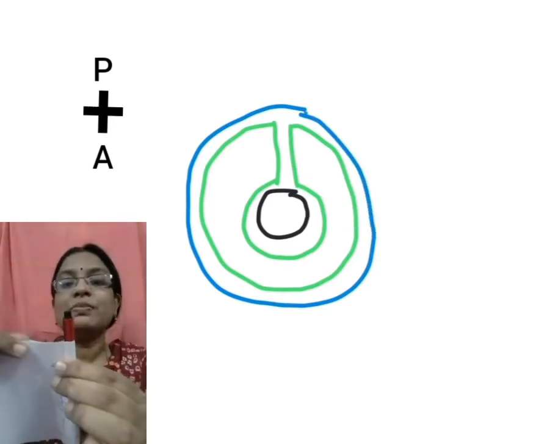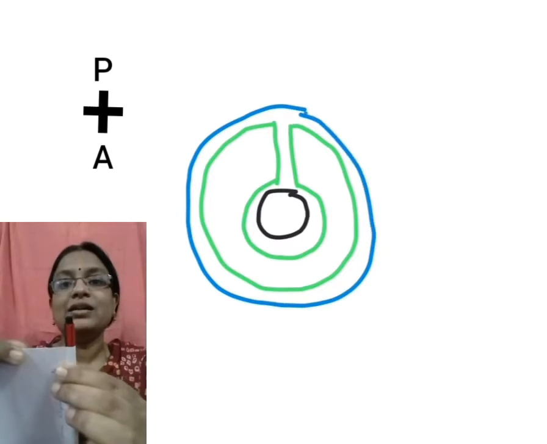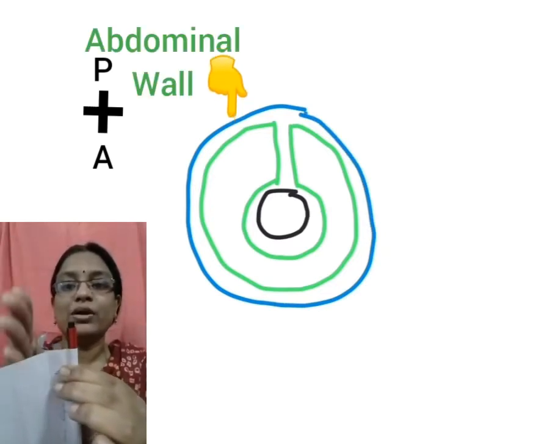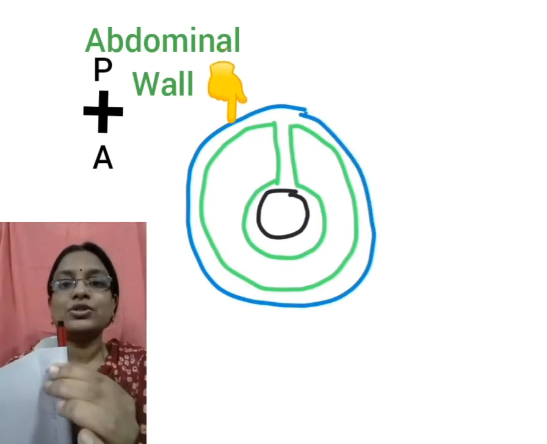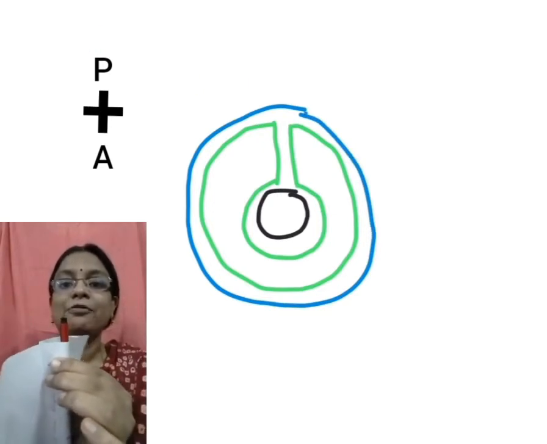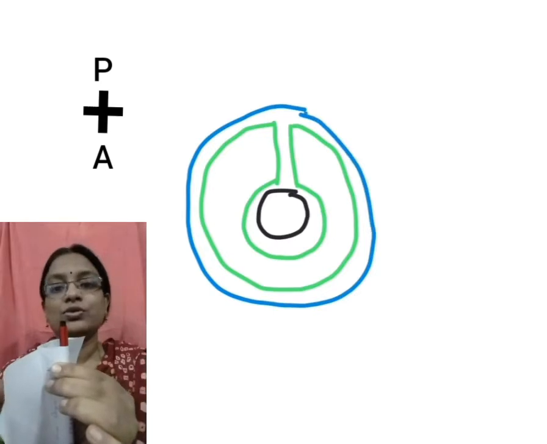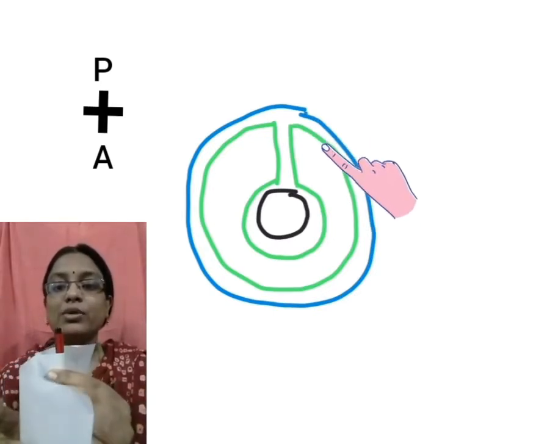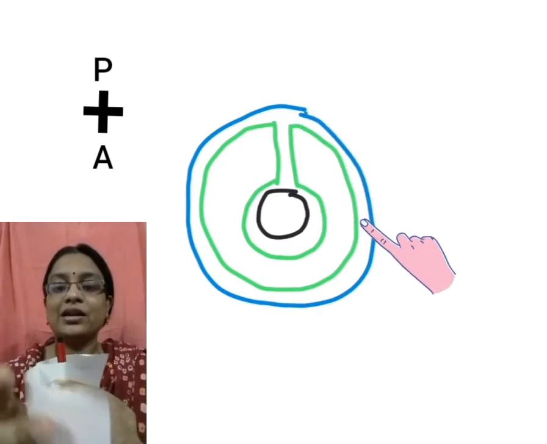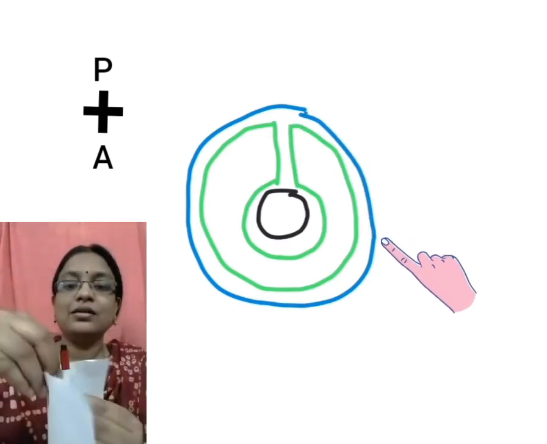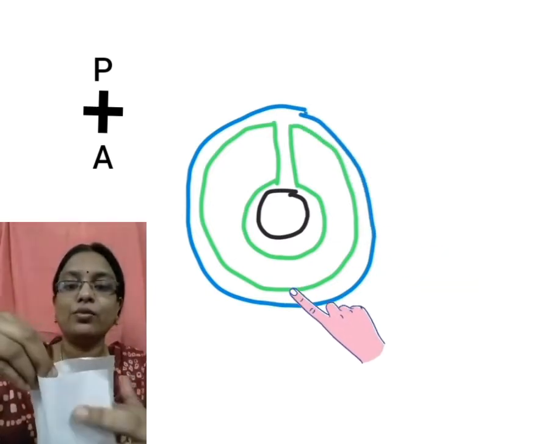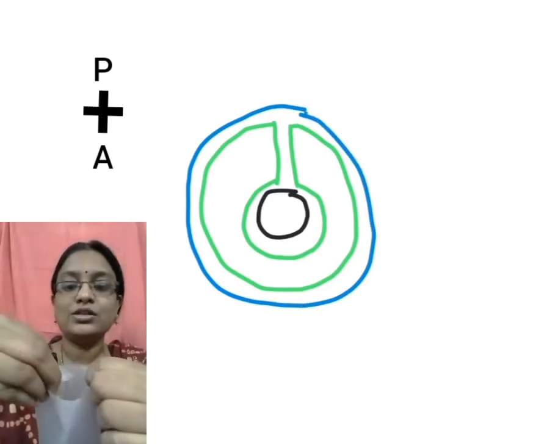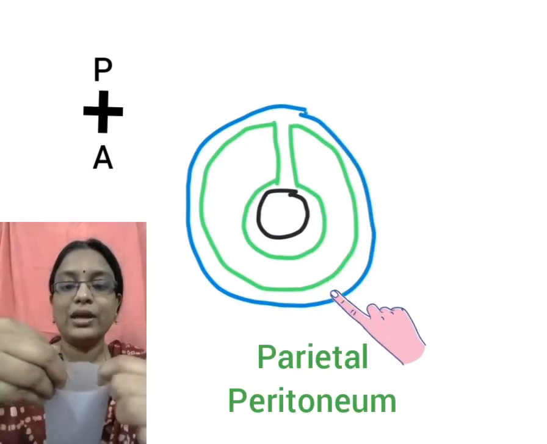This peritoneal ligament, when it reaches the posterior abdominal wall, reflects to line the posterior abdominal wall. After lining the posterior abdominal wall, it lines the lateral abdominal wall and the anterior abdominal wall. Since it is lining the body wall, it is known as the parietal peritoneum.